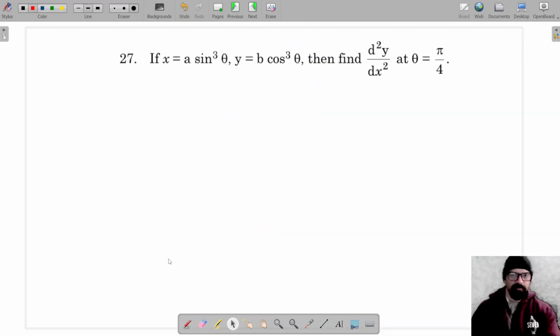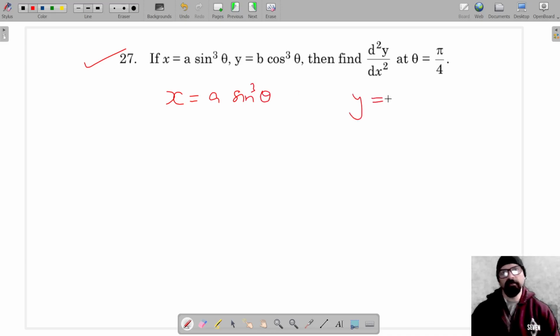Okay, for question number 27, we have to find the second order differentiation at theta is equal to pi by 4, and our given functions are x is equal to a sine cube theta and y is equal to b cos cube theta. So these functions are in the parametric form. These functions are in terms of theta. So let's differentiate them with respect to theta first.